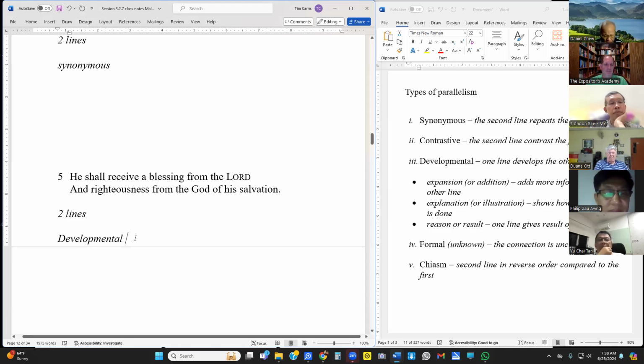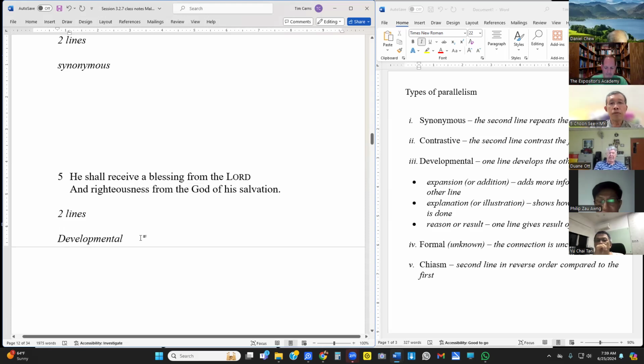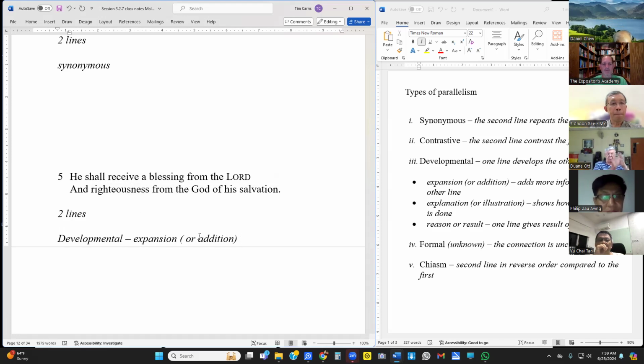It's developmental. It's not parallel because he doesn't say, well, let's think about this a minute. He shall receive a blessing from the Lord and righteousness from the God of his salvation. So if it is developmental, what kind of these three does it seem to be? Is it adding, is it explaining, or is it giving a reason or result? I think it's definitely expanding, huh? Yeah. Right? Because it's adding righteousness. He shall receive a blessing and he shall receive righteousness. So we call it expansion, or addition. The second line is adding more information to the first.